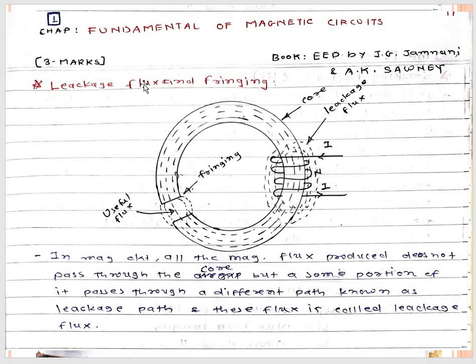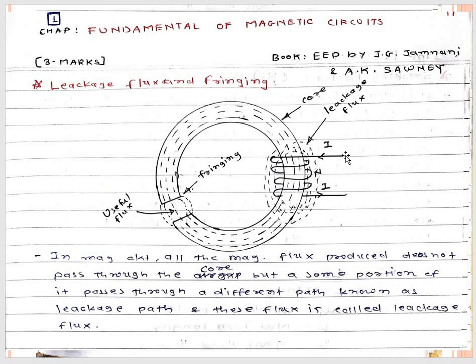So now let's start with leakage flux and fringing effect. This is the basic magnetic circuit. This circular area is the magnetic core, and this is the winding placed on this magnetic core. This is the air gap between the magnetic core.